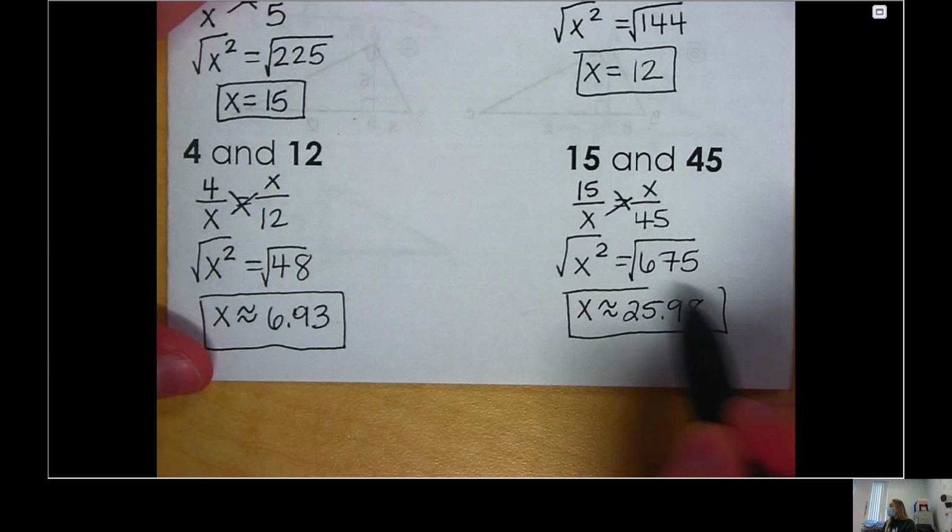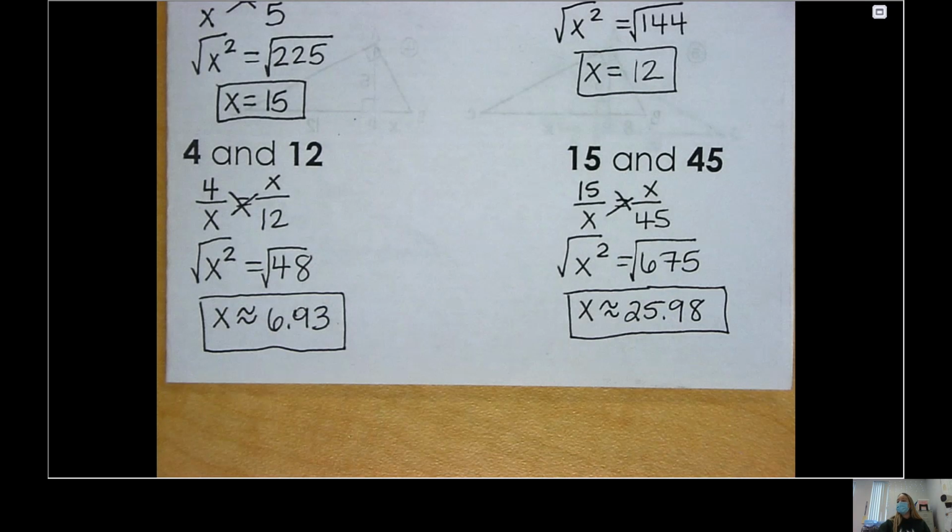Geometric mean. So now what we're going to do is take that idea of geometric mean and apply it to some triangles, to some similar triangles. And our similar triangles are going to be right triangles, all of the triangles. So go ahead and open up the little flap here. We're going to start on the left. Okay, so there are 2 different theorems we're going to talk about. The first theorem is the altitude theorem.